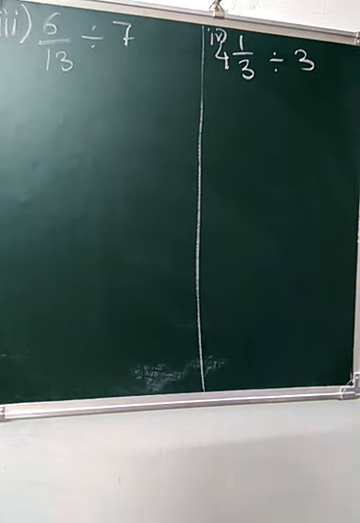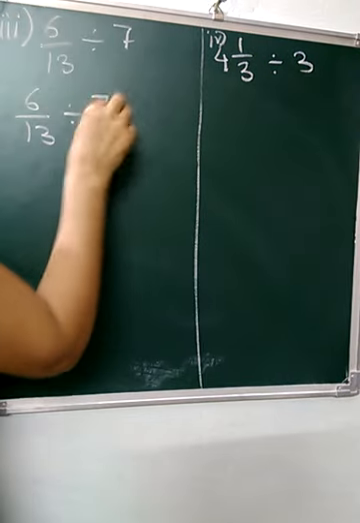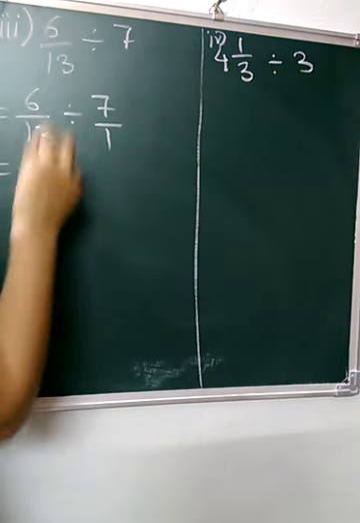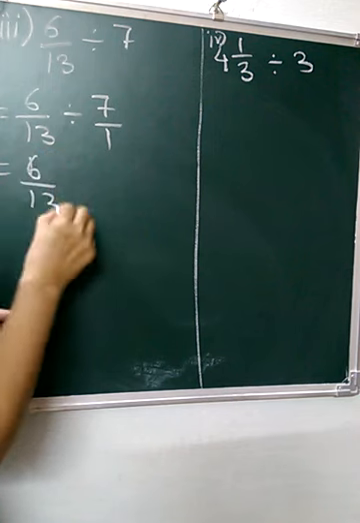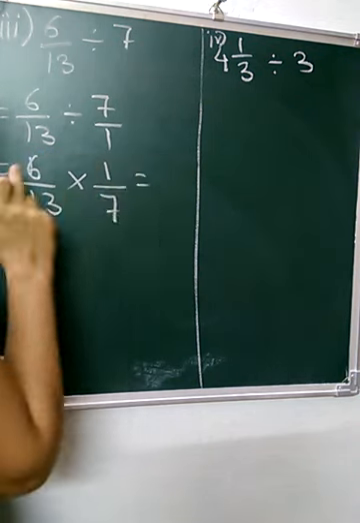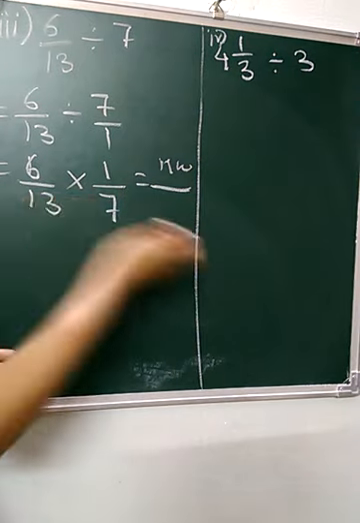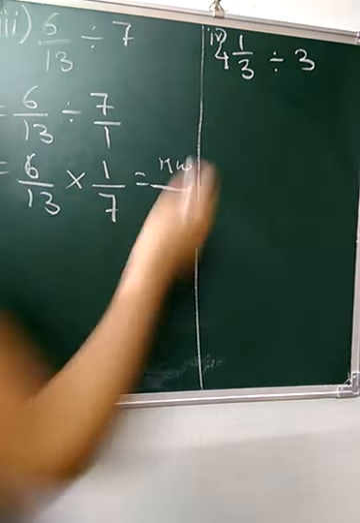Starting with the third and fourth now. 6 upon 13 divided by 7 upon 1. 6 upon 13, the division sign becomes multiplication and this becomes 1 upon 7. Now you will write the answers. Okay, this is your homework. This is simple multiplication. I expect that you will do it.